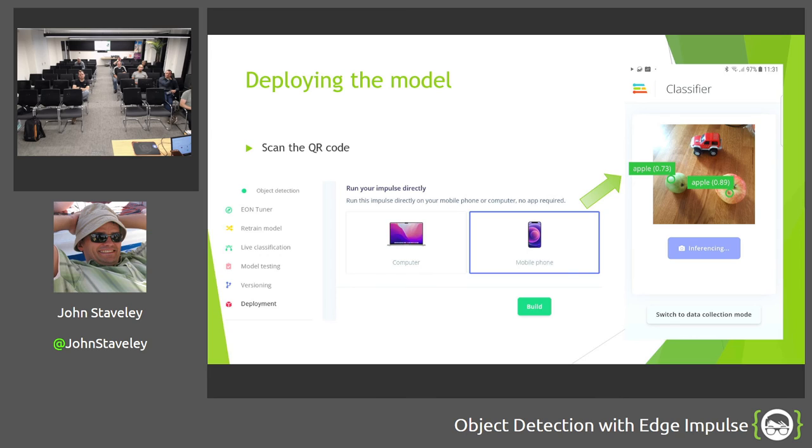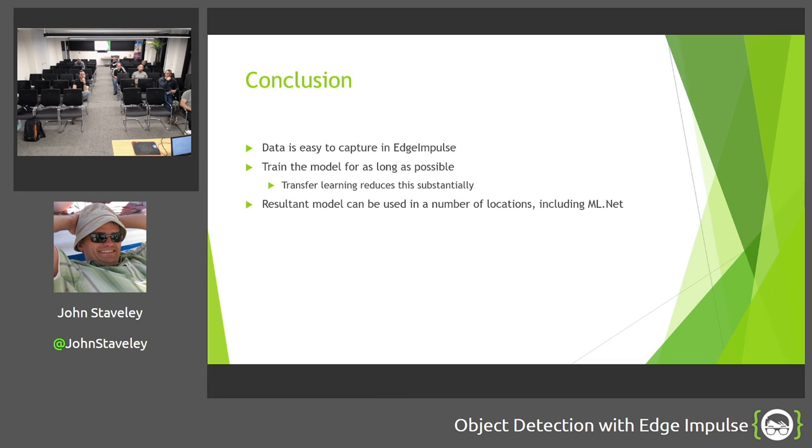So we showed that data is easy to capture. We can identify our features using the web interface that we're interested in. We can train the model. Training a model using transfer learning reduces the training time substantially, but the longer you train it for, the better the model you're going to get out of it. And then the resulting model can be used in a number of different locations, including ML.NET, mobile phone, Arduino, you name it. Works all over the place.